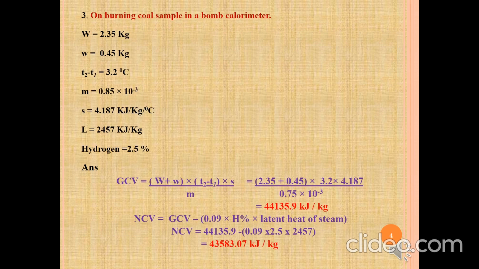Third problem. On burning a coal sample in a bomb calorimeter, given capital W, which is nothing but weight of water taken inside the calorimeter, which is equal to 2.35 kg. Small w, which is nothing but water equivalent of calorimeter, which is given by 0.45 kg. T2 minus T1, that is delta T, rise in temperature, which is given by 3.2 degree Celsius. M equal to 0.85 into 10 raised to minus 3, where M is the mass of the fuel.